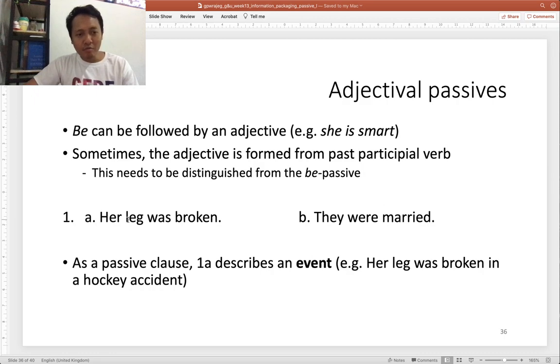Here we have 1A and 1B. Her leg was broken, the be marker of the passive clause. They were married, again be passive marker. But these two sentences can have a genuine be passive interpretation or an adjectival passive interpretation. If we focus on 1A first, as a true be passive clause, 1A describes an event. Her leg was broken in a hockey accident. So this describes an event of where and how her leg was broken.